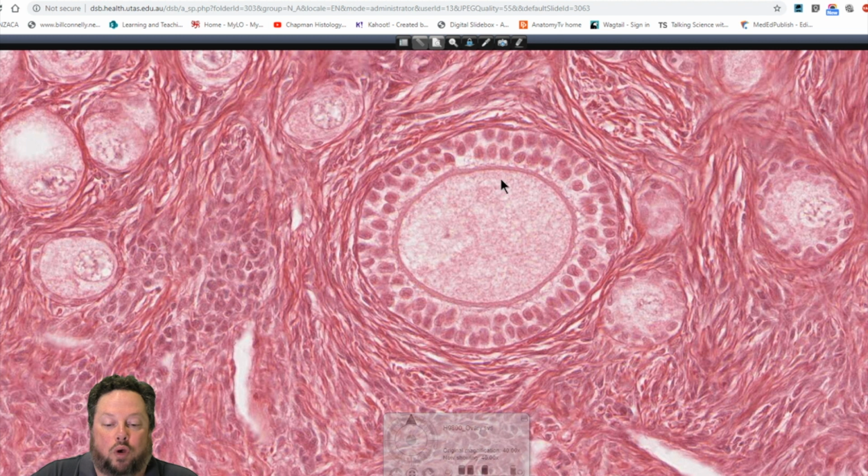So here's our primary oocyte. We've got our multiple layers of granulosa cells, and what happens is secreted on the outside of the oocyte is a new layer. This is known as the zona pellucida.